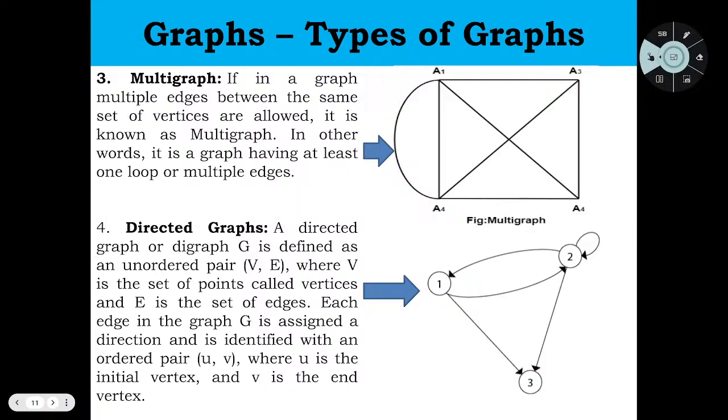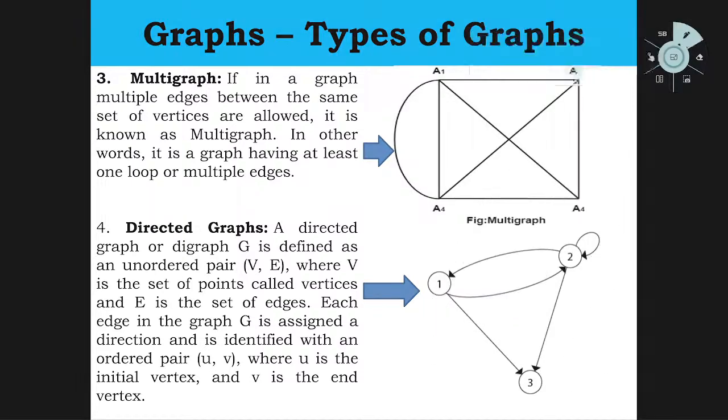Is that clear? So here, what is a multigraph? Just here, from A1 to A4, there are two edges. If that type of edges are there, it is called a multigraph. Is it clear? See here, from A1 to A4, there are more than one edges, so it is called a multigraph.